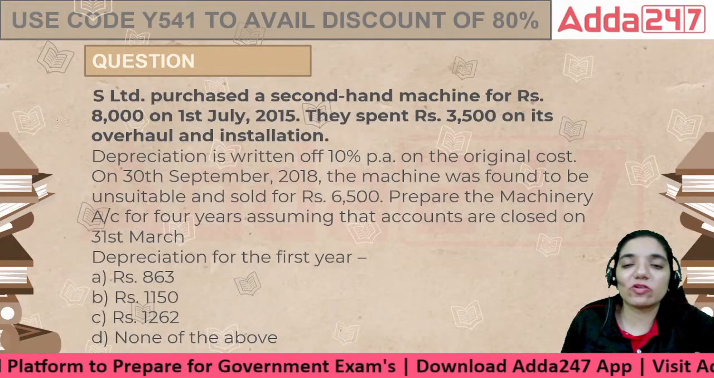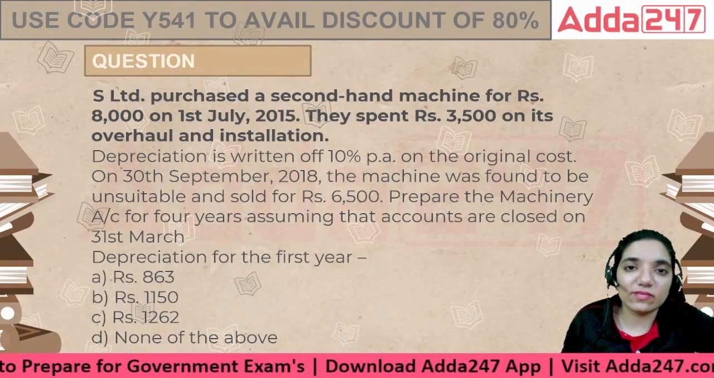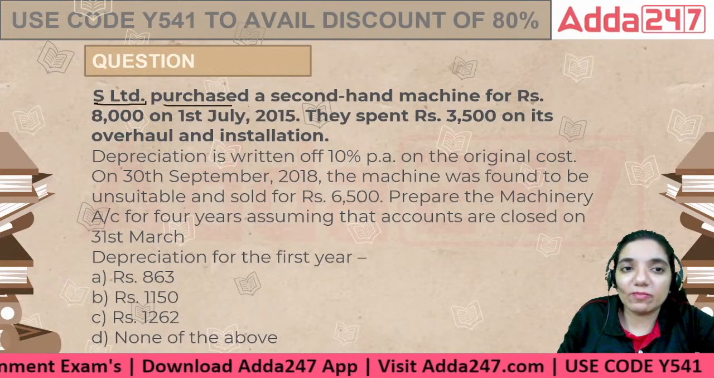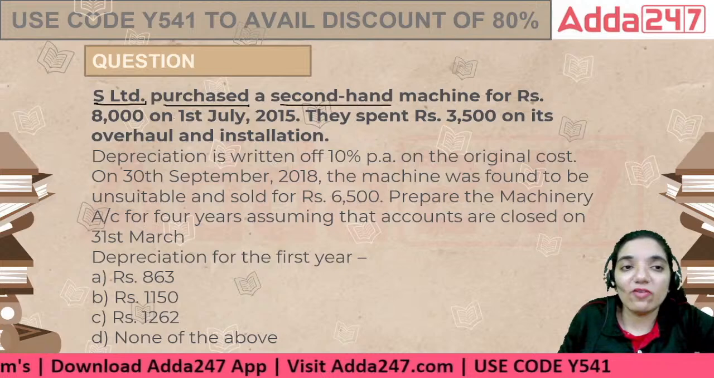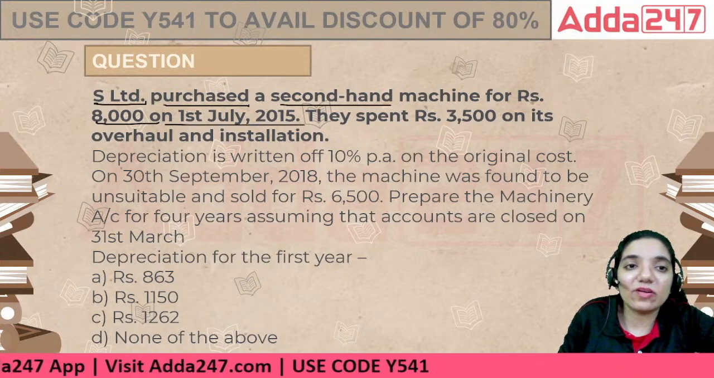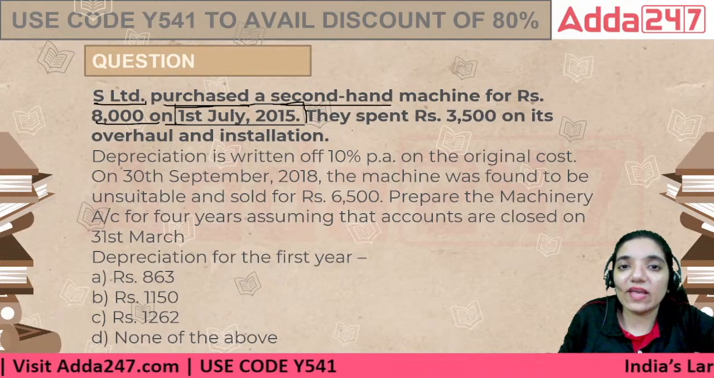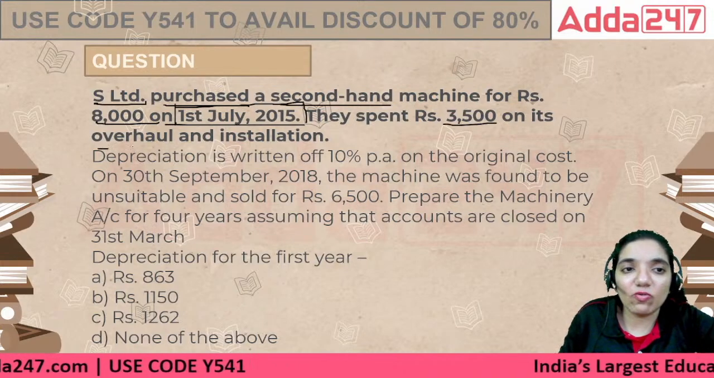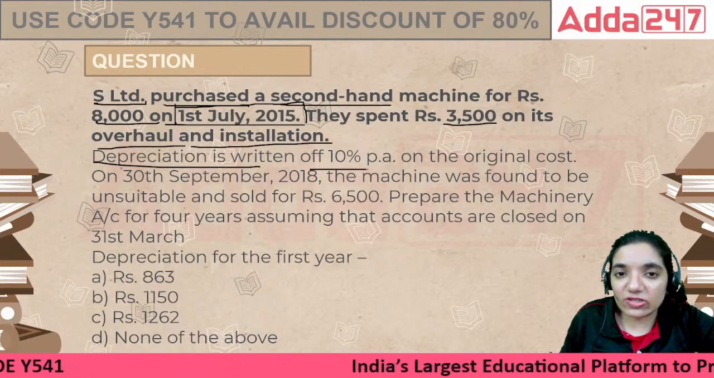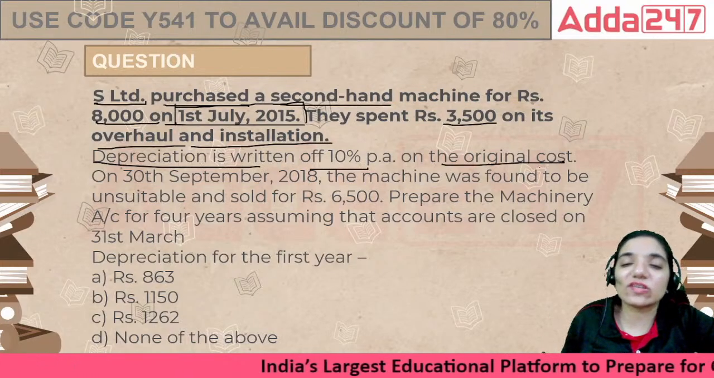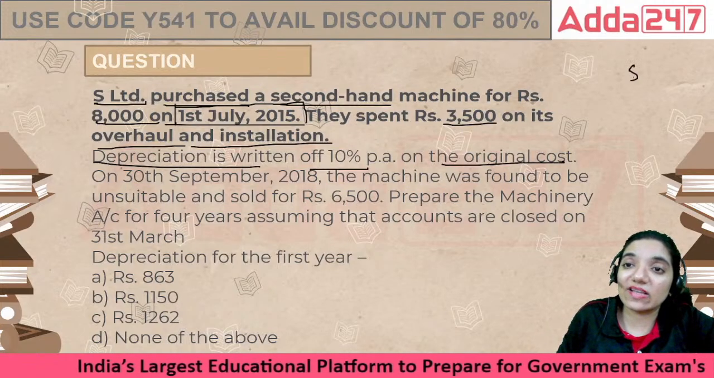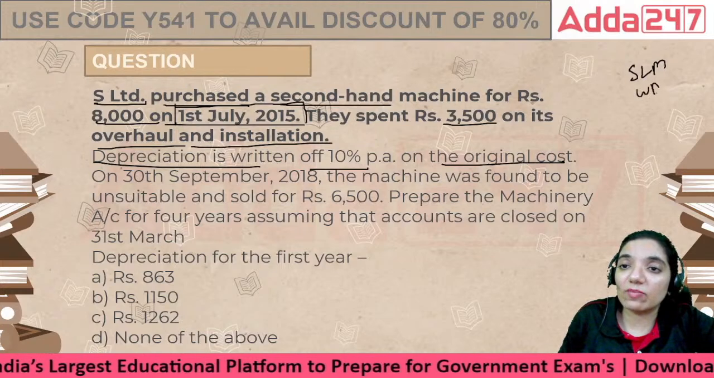Okay, here comes a particular question on the method of depreciation. S Limited purchased a second-hand machine for rupees 8,000 on 1st of July 2015. Remember, it is 1st of July. Then they spent 3,500 on overhaul and installation. Depreciation was written off at 10% on original cost. Again, a question of original cost in the examination. There can be a question on the SLM method as well as on WDV.